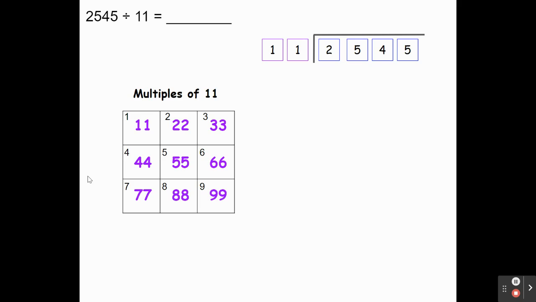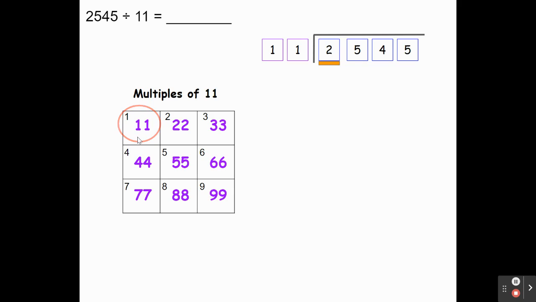Let's first start by sharing our biggest place value, which in this number is the thousands place. We have 2 thousands. So we're going to go ahead and see our multiples of 11 to see which gets us closest to 2 thousands without going over. Well, we can see that this first multiple already gets us to 11. Well, we don't have 11 thousands to share, so we can't even give each group 1,000.